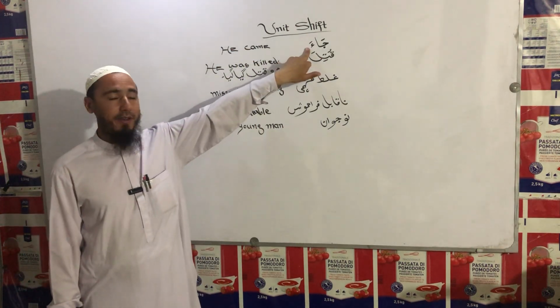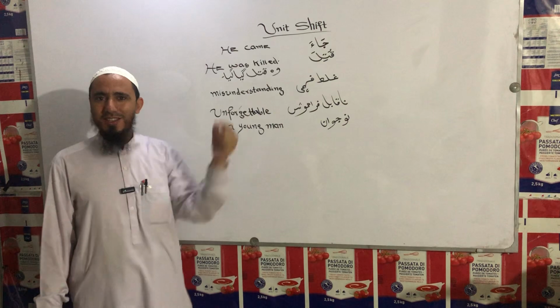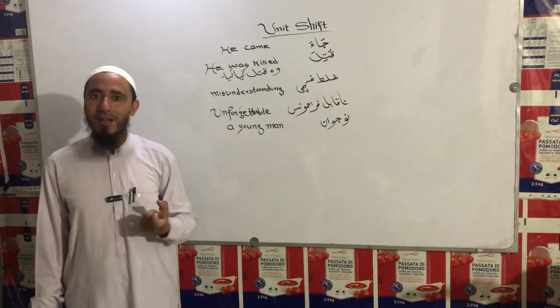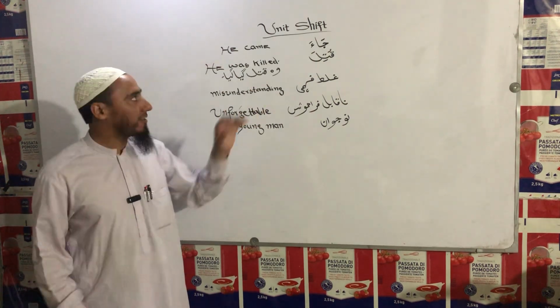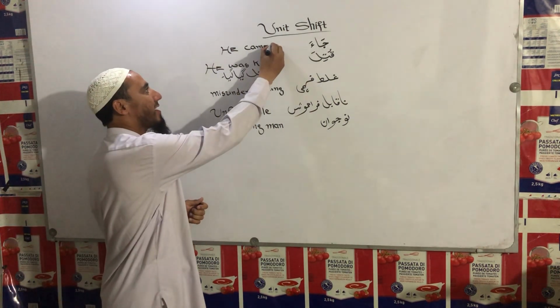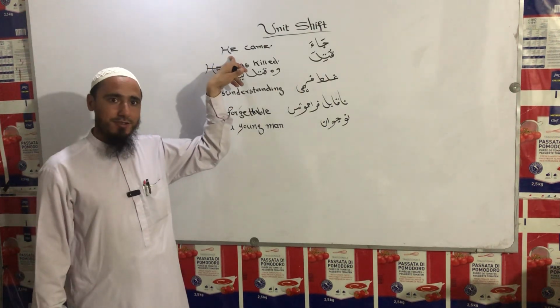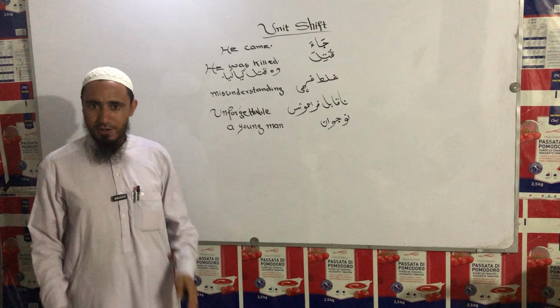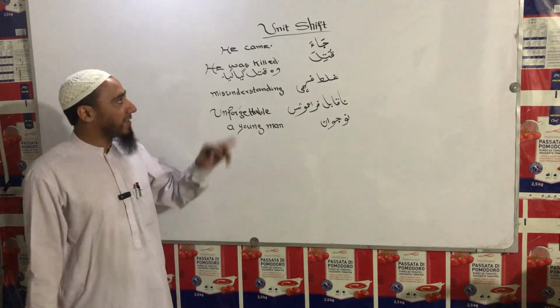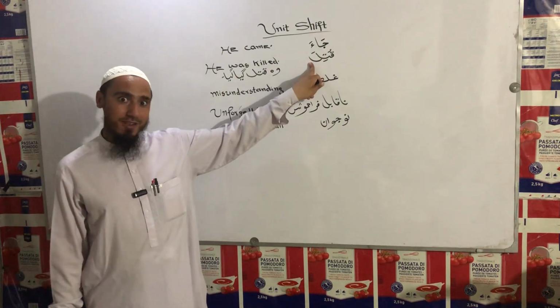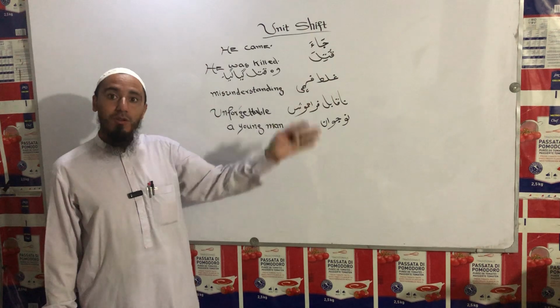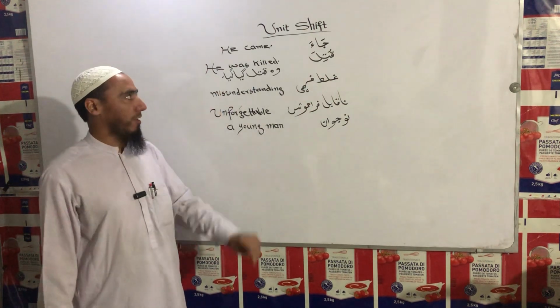You see, this is a word in Arabic, ja'a. This is a single word, but when we translate it into English, it means "he came." Ja'a, he came. So in English we have a subject, "he," and the predicate, "came." So a complete sentence. Same is the case with this word in passive voice, qutila, but it means "he was killed."